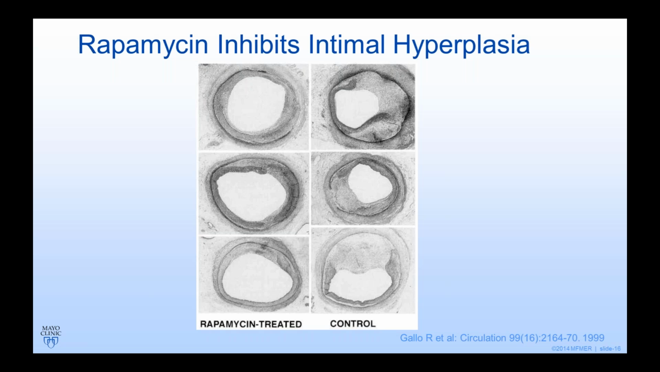So sirolimus or rapamycin will inhibit cell proliferation, and as shown in this porcine coronary artery model that has had endothelial injury from a balloon, it inhibits intimal hyperplasia.